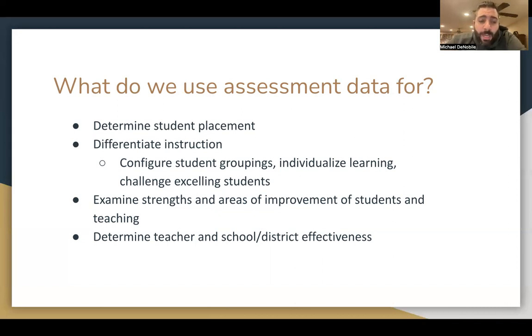At my job, I do this every day. I'm supposed to be looking at daily data in order to determine the groupings in which I'm going to put my students for my following lesson. We also do this to individualize our learning.